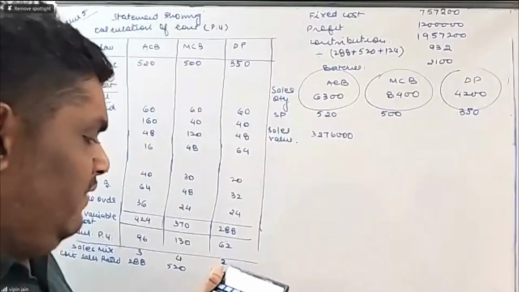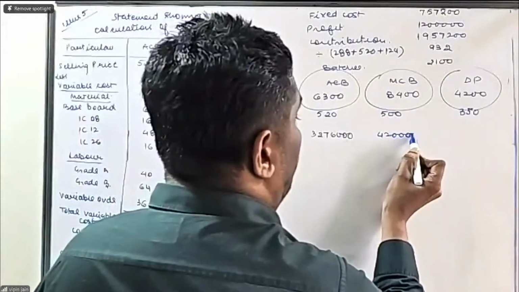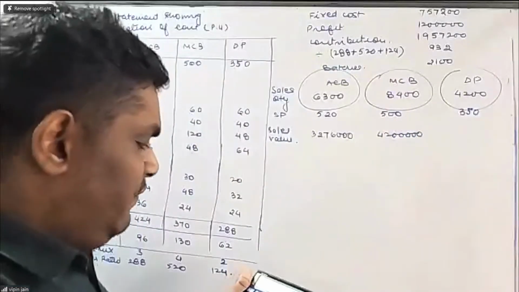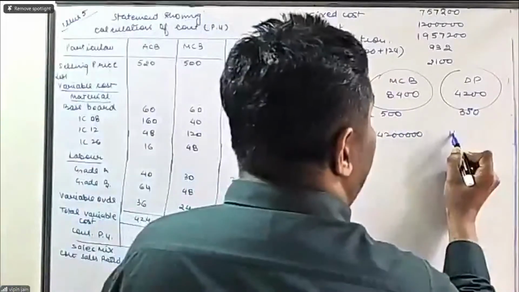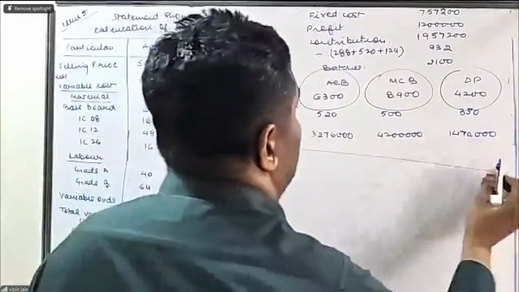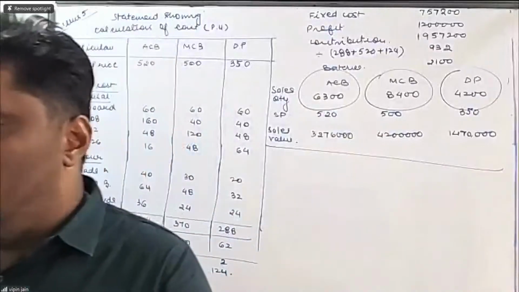8,400 into 500. So this will be 42 lakh. And 4,200 into 350. This is 14,70,000. So we can say this is the sales budget in quantity and value.